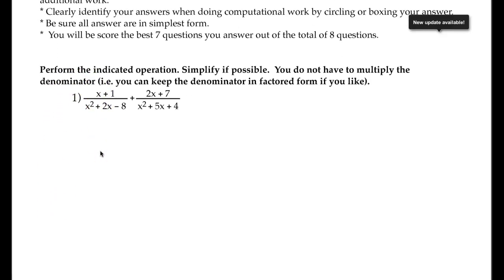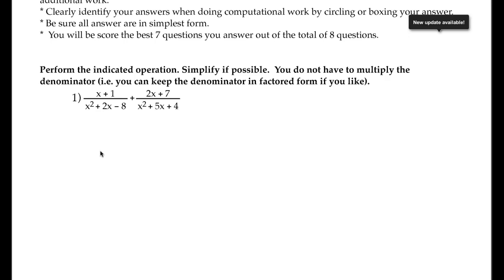So for question number 1, we have two rational expressions, and we want to add these rational expressions together. And if you notice here, our denominators are different, okay? And we know that whenever we add or subtract fractions, we have to have like denominators, meaning that the denominator has to be the same.